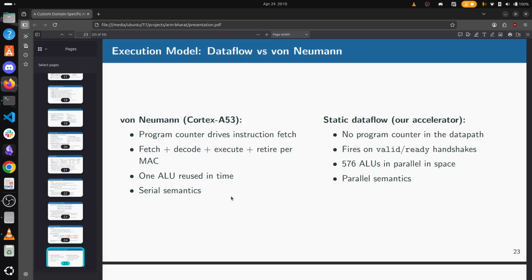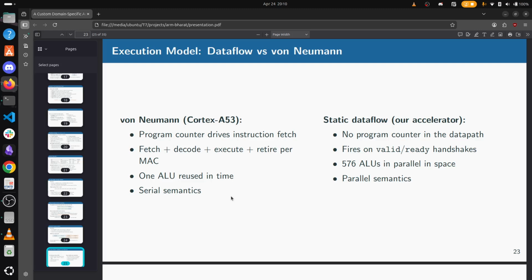This is the comparison between the von Neumann architecture and static data flow architecture. So the von Neumann architecture is what is being used in microprocessors, all the microprocessors like 8085 or our Intel processors which we use in our laptops. All of them are based on the von Neumann architecture, which means there's a program counter which will tell the processor where to fetch the instruction from. The instruction will be fetched, decoded, executed, and then the result will be written back to memory. So this is the von Neumann architecture.